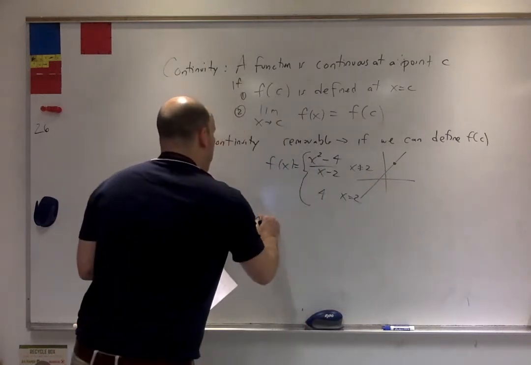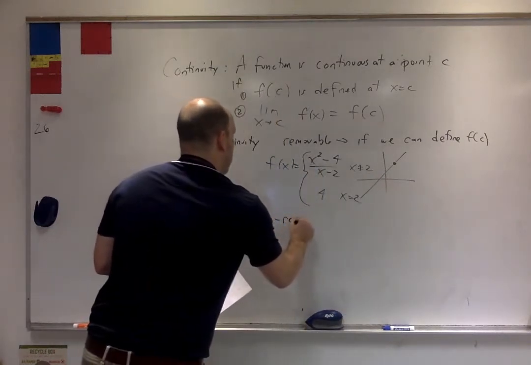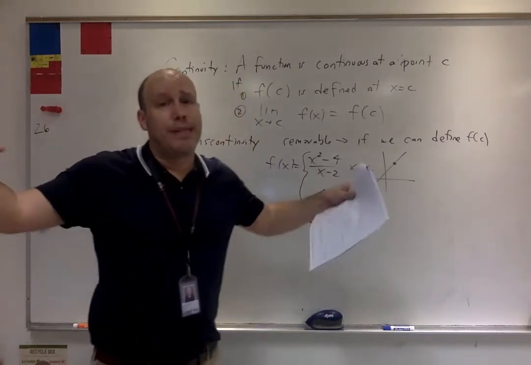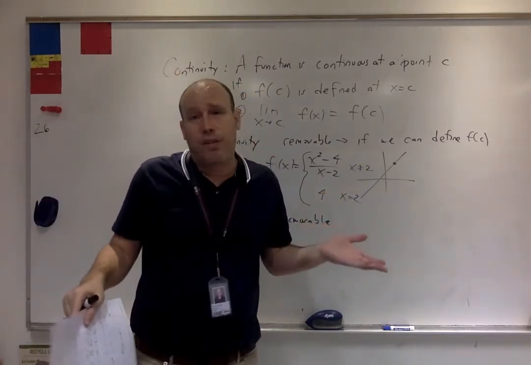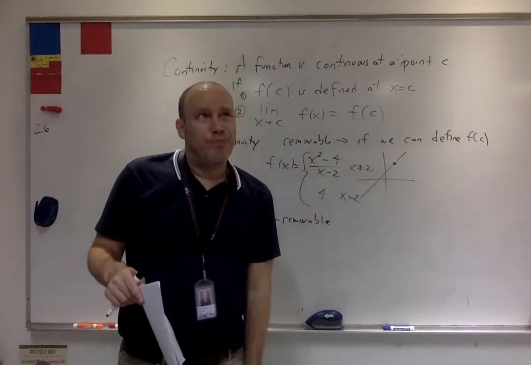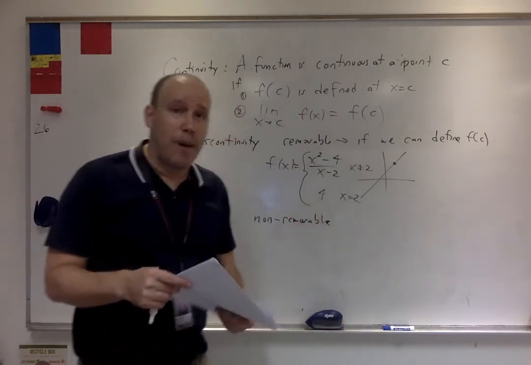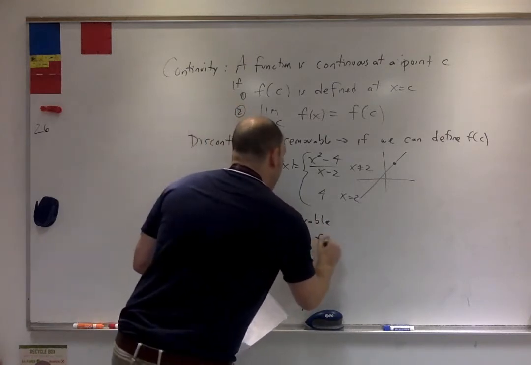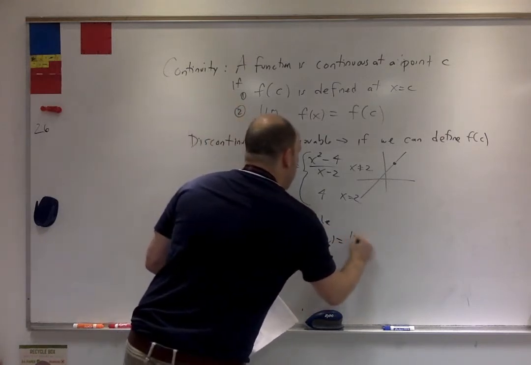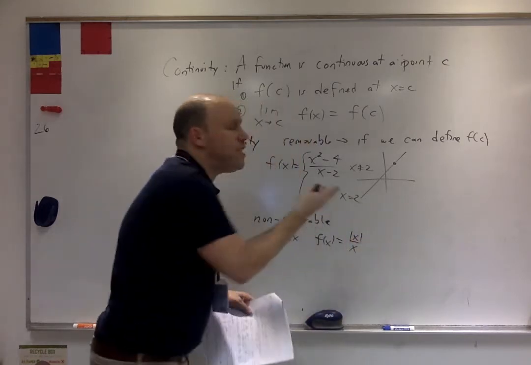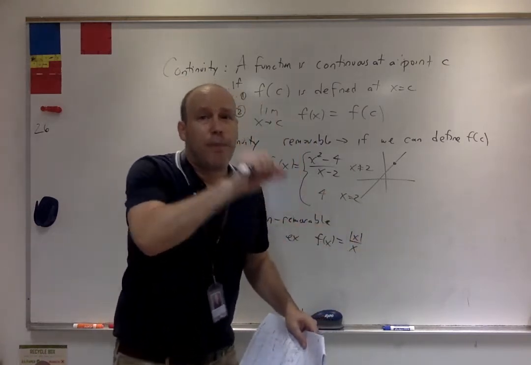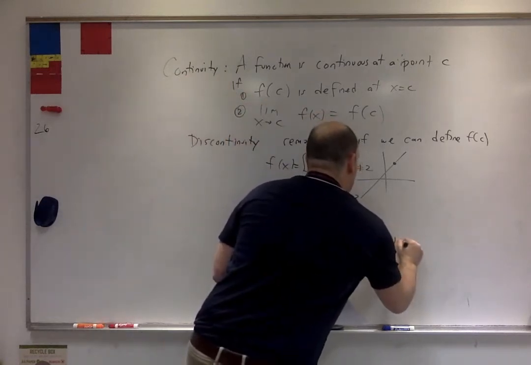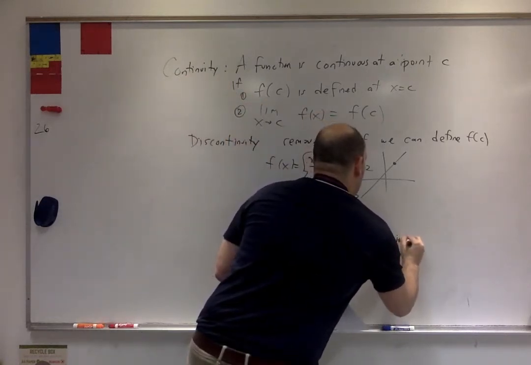When is it non-removable? It's not removable when the limit doesn't exist, when the limits from both sides are not equal. For example, f of x equals absolute value of x over x. There's nothing we can do to complete the curve. This is a jump.